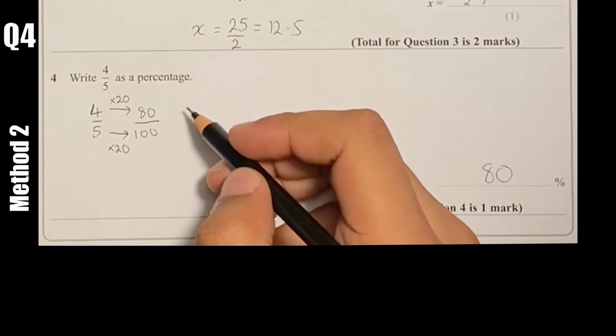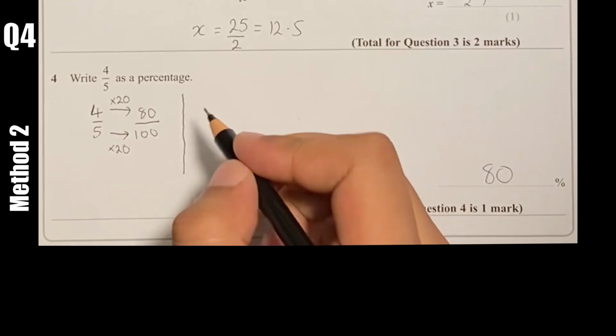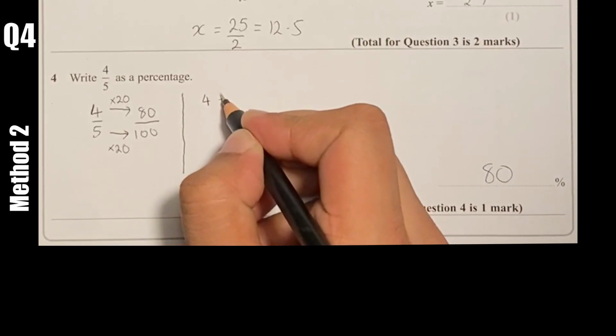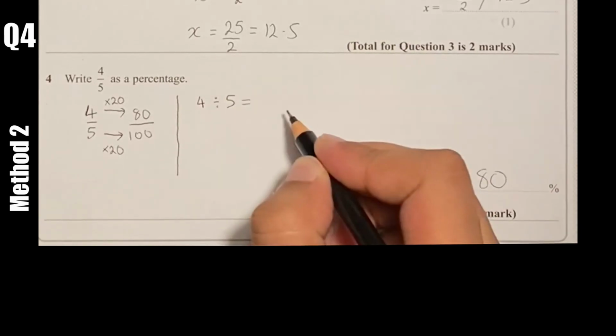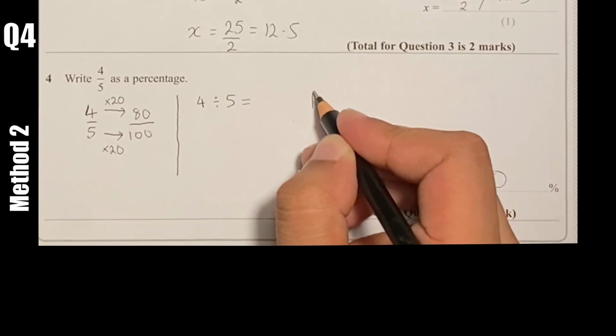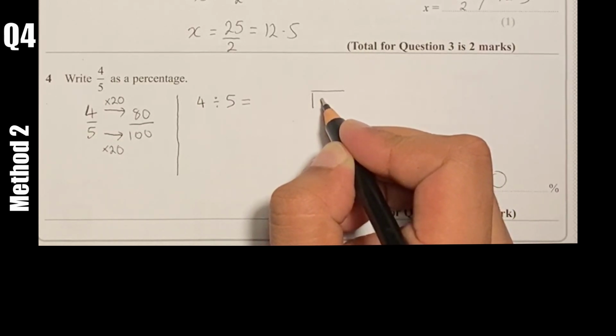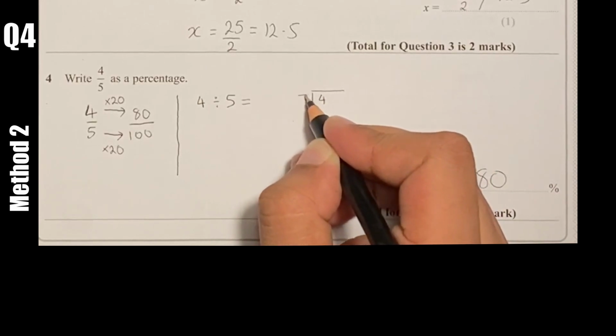There is another way you can try and do this question, and that is to do the division. So 4 divided by 5. If you're good at division, you can do this in your head. If you're like me, you might need to use your bus stop method or whatever written method you use. And we are going to be doing 4 divided by 5.